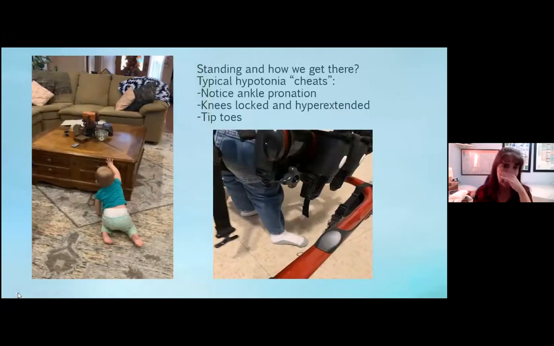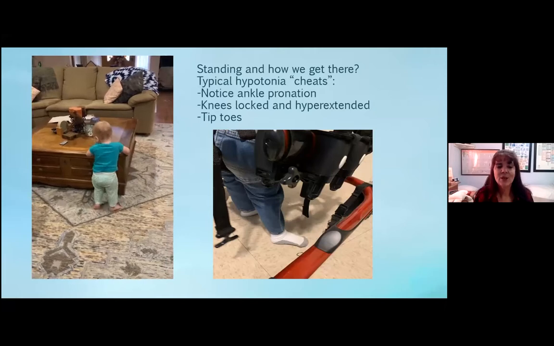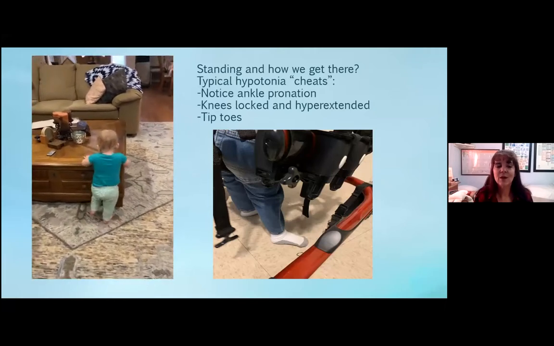I want to talk a lot right now about once we get to pulling to stand and standing, what are some of the cheats that we see with hypotonic kids? And again, it doesn't matter whether they're mild or more severely impacted, they tend to do the same cheats. So if you watch Louise pull to stand here, you'll notice she still pronates. She gets up on her ankles. She's trying to lock her ankles, and you'll notice her hips are pretty unsteady, right? So she's just kind of learning how to pull up and be able to hold on to furniture and get that coordinated movement of pulling up.